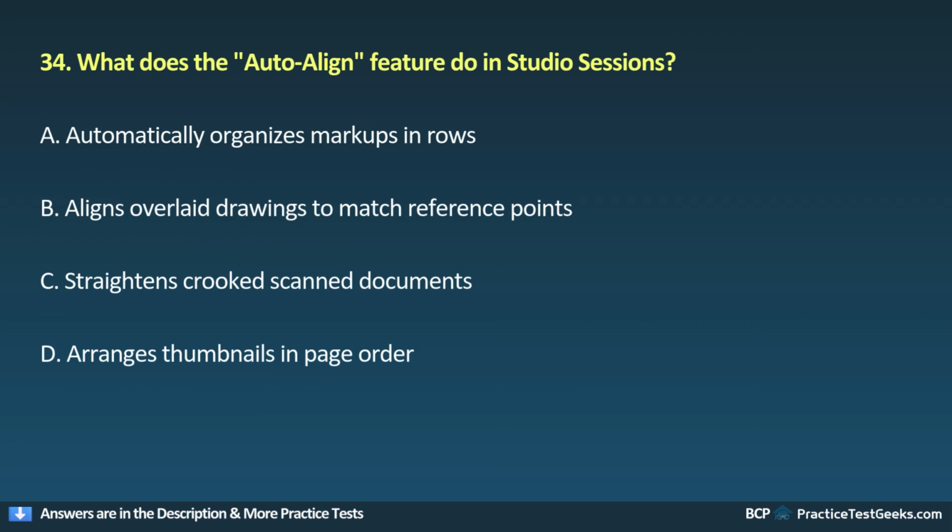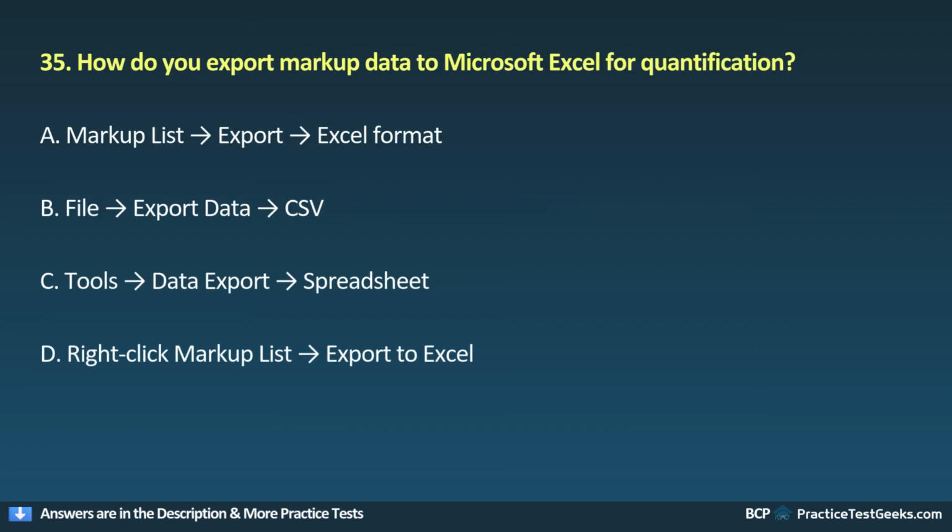34. What does the auto-align feature do in studio sessions? A. Automatically organizes markups in rows. B. Aligns overlaid drawings to match reference points. C. Straightens crooked scanned documents. D. Arranges thumbnails in page order. 35. How do you export markup data to Microsoft Excel for quantification? A. Markup list, export Excel format. B. Export data CSV. C. Tools, data export, spreadsheet. D. Right-click markup list, export to Excel.